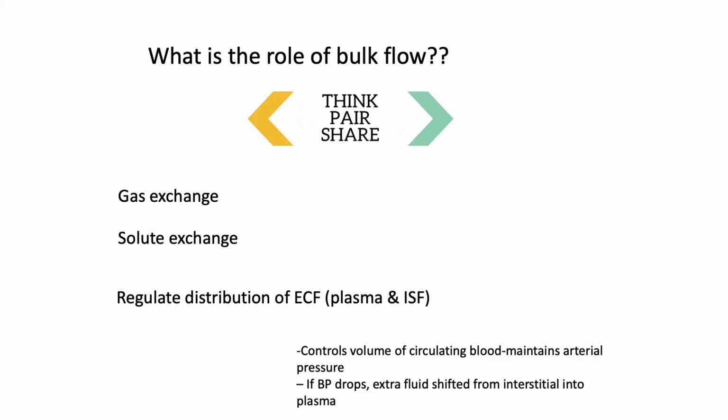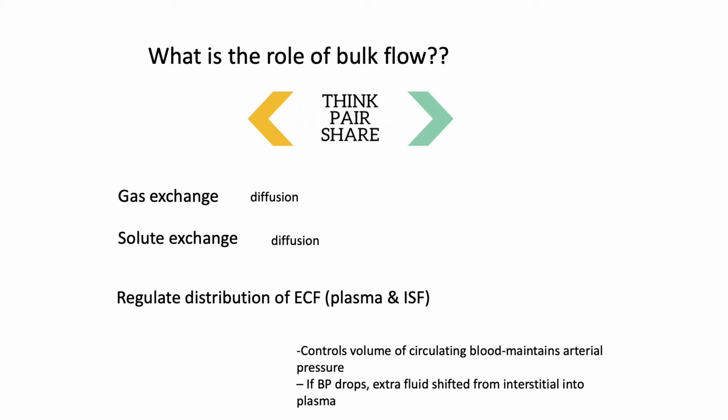I want to finish our discussion of bulk flow by making sure we really understand what it's used for. So here we have a list of things that occur at the capillary. We have gas exchange, exchange of solutes, and then regulation and distribution of the extracellular fluid. So remember those components then are plasma and the interstitial fluid. Okay? Remember the fluids outside of cells. So gas exchange, we know that occurs via diffusion. And similarly for solutes as well.